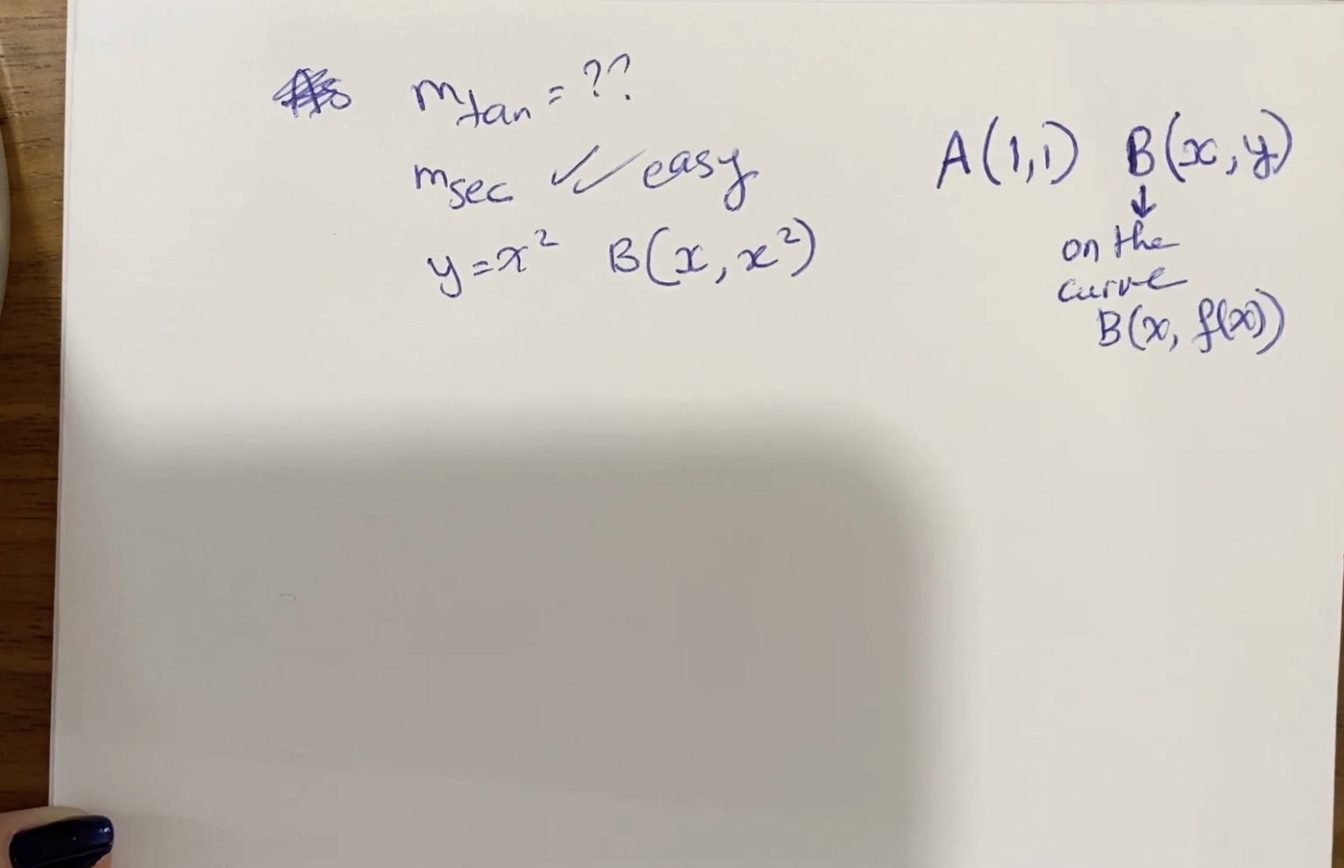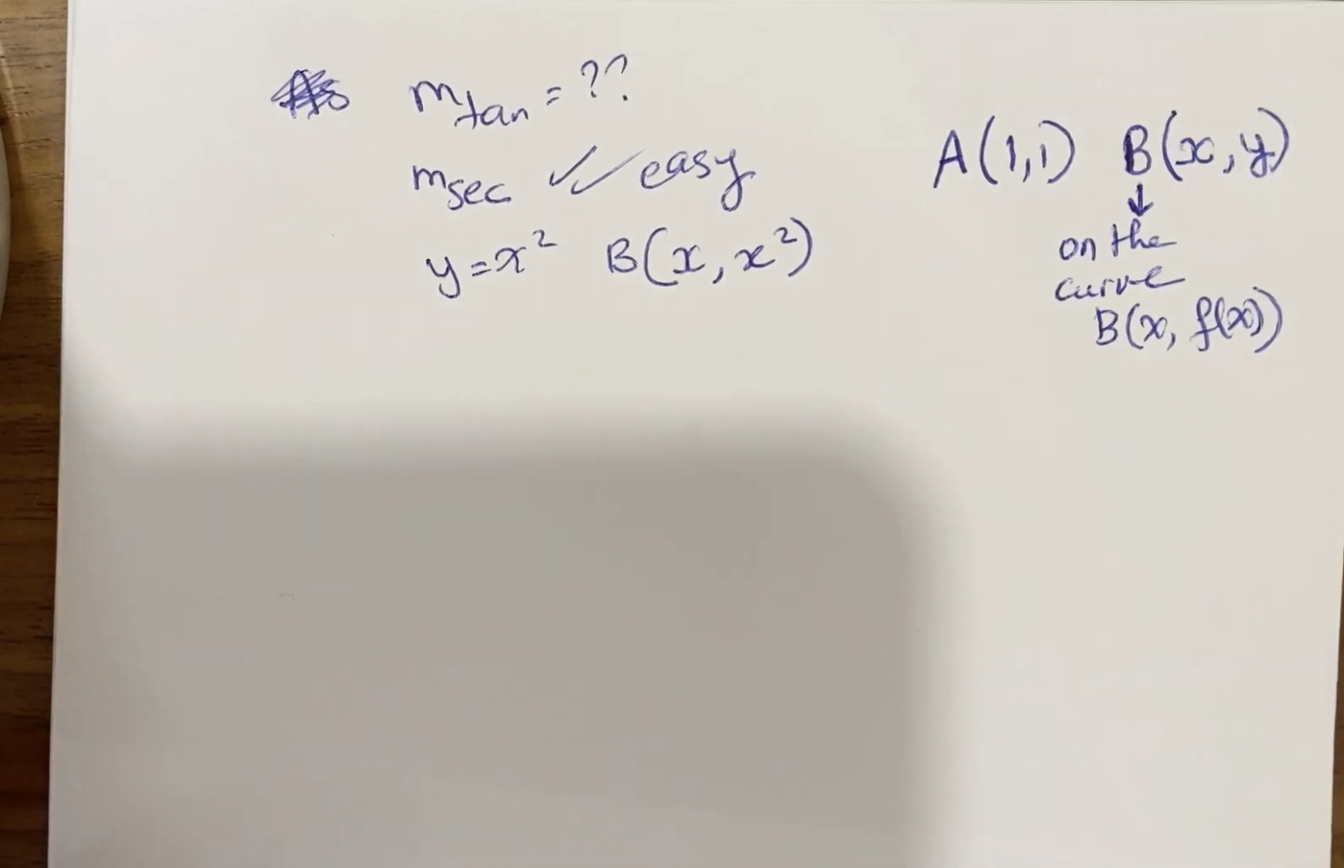So this is very important, how things are for B. All right. So this is how things are.